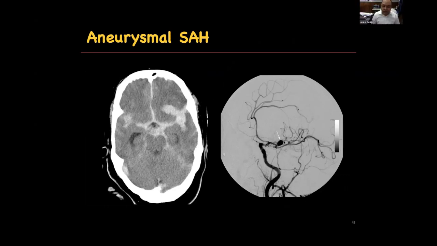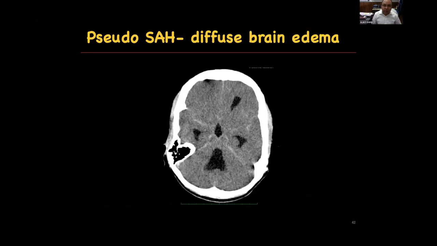This is a case of diffuse SAH because of an aneurysm in the case of the MCA. Diffuse SAH should be differentiated from pseudo SAH, which can happen in cases of diffuse brain edema.